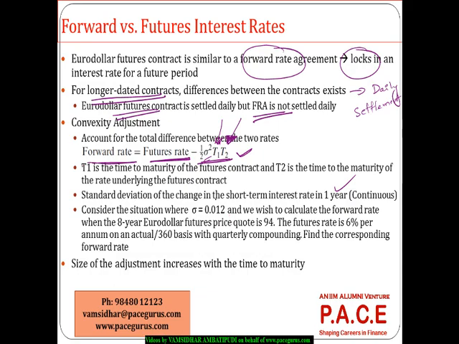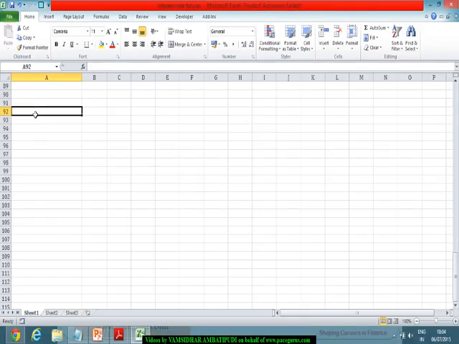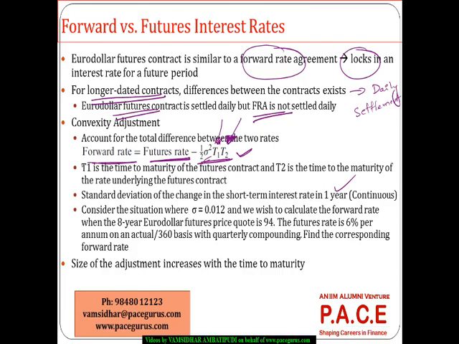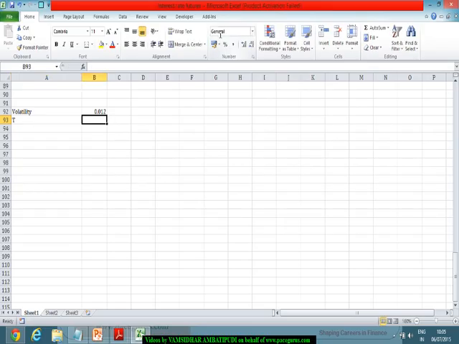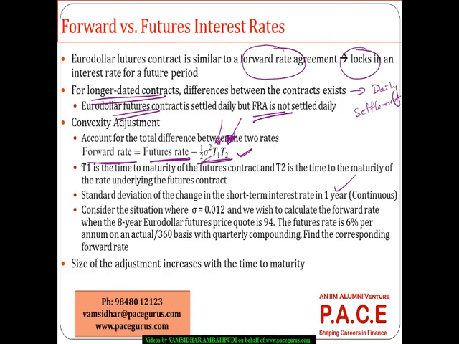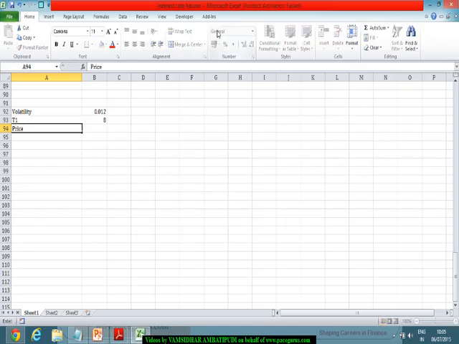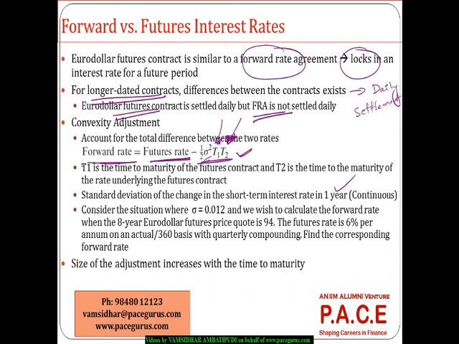Now look at an example. We have a volatility, sigma, being given by 0.012. We wish to calculate the forward rate when the 8-year Eurodollar futures, so this is T1, is expiring in 8 years. The price of that 8-year Eurodollar future is quoted at 94. The futures rate is 6% per annum.